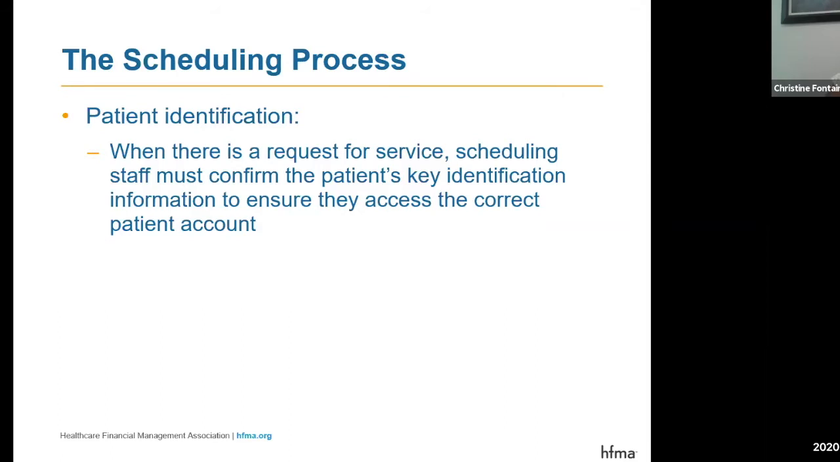When there is a request for service, the scheduling staff member must confirm the patient's unique identification record to ensure that she or he accesses the correct information in the historical database. Obtaining and confirming accurate patient information is extremely important in order to avoid data errors such as duplicate medical record numbers or choosing the wrong patient.